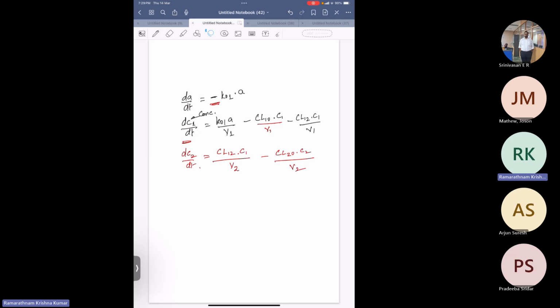So there are three differential equations. What is the order of the differential equations? First order. Clear? But we also noted one thing. What is it that we want? We also want the initial conditions.